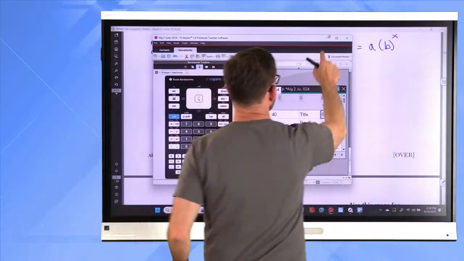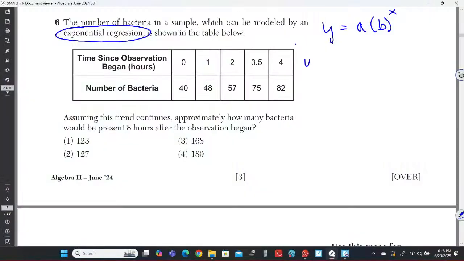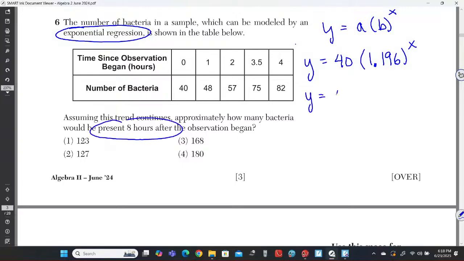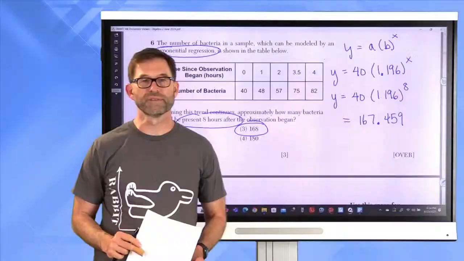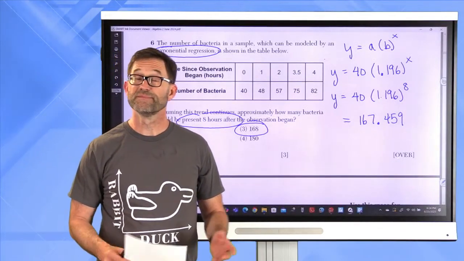So let me grab that data. I've got it here, and I just write that equation down: y equals 40 times 1.196 to the x. Now they want me to figure out how many bacteria are present 8 hours after the observation began. So I'll do 40 times 1.196 to the 8th. I just use my calculator to do that. I won't show you how to put that in because I'm sure you know how to do it at this point in time. I get 167.459, so that is about 168. All right, let's keep going.